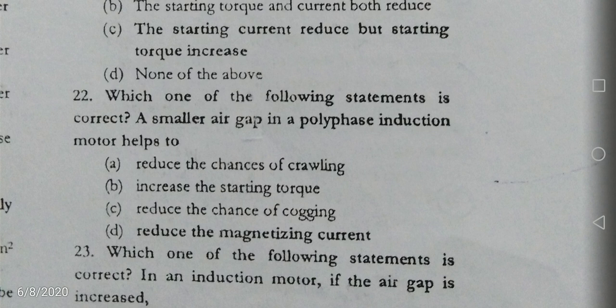Reduce the chance of cogging. Cogging means magnetic locking. If the air gap is less, then the cogging effect will be more, not less. So option D, reduce the magnetizing current. If the air gap is smaller, magnetizing current is less, and power factor is more.